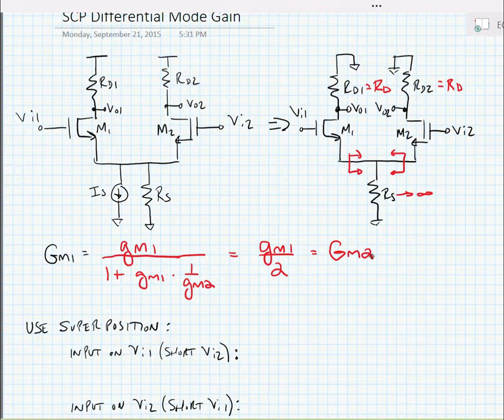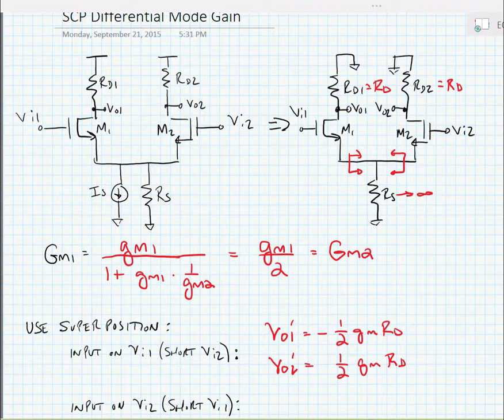Now, to do analysis for the differential voltage gain, we're going to use superposition. So the first thing we're going to do is put an input on VI1, and we're going to short VI2. Now, if we do this, the output voltages will be given as follows. VO1 prime would be equal to minus 1/2 GMRD, and VO2 prime is equal to plus 1/2 GMRD.